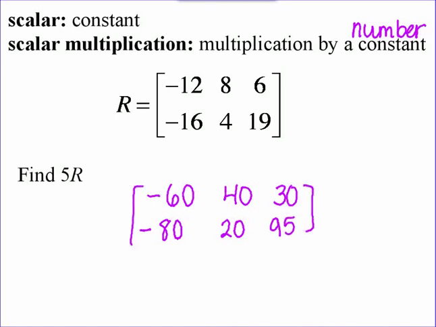When it says take 5 times r, you're going to take each of these times 5. And that's it. It's kind of like the problem before when I changed all of the signs. I really multiplied by a -1. That's all I did. So that's all you do.